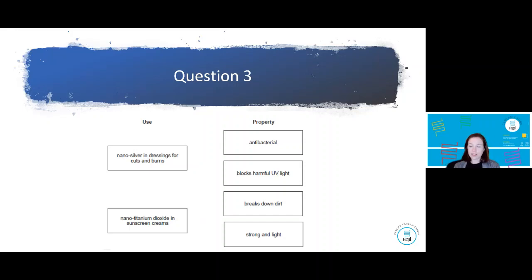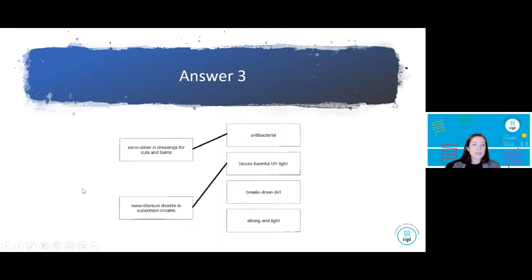Okay, I think that's probably enough time. Let's have a look if you've got it right. Nanosilver is used in dressings for cuts and burns because of its antibacterial properties. And finally, nano titanium dioxide is used in sunscreen creams because it blocks harmful UV light. Okay, well done.